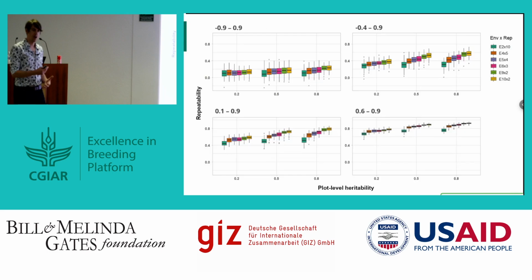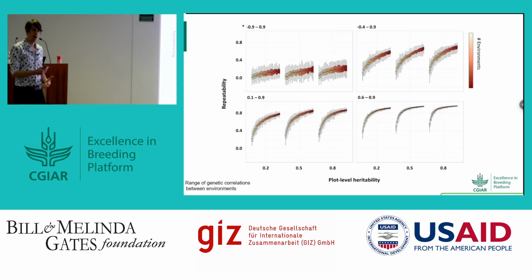Thank you. Because the next question would then be, well, if we have to increase the number of environments to get a better estimate, how many environments should we go to, right? We get the same kind of figure here. We get, again, the same range of genetic correlations for our 600 farms. We get the same plot level heritabilities, and we're measuring repeatability within our whole TPE.